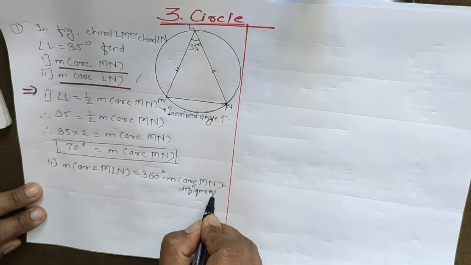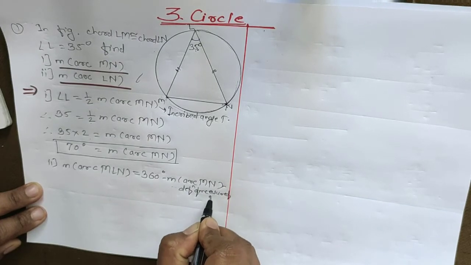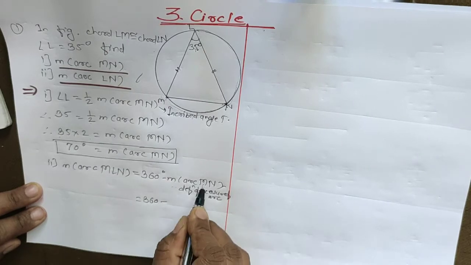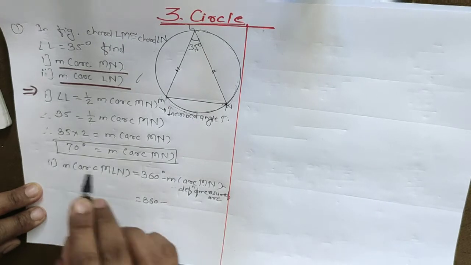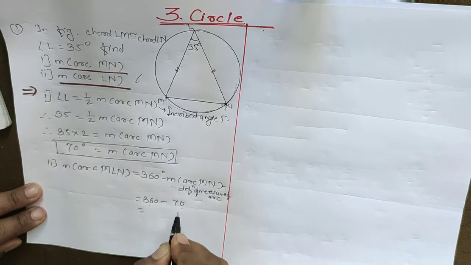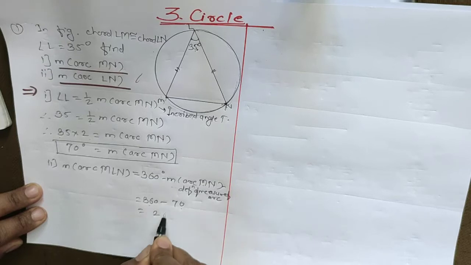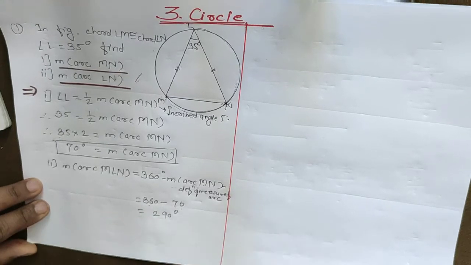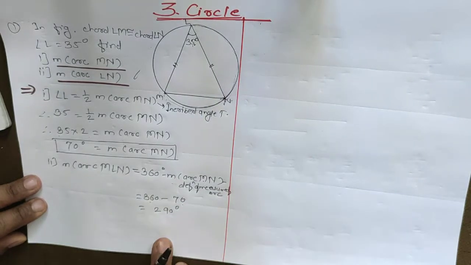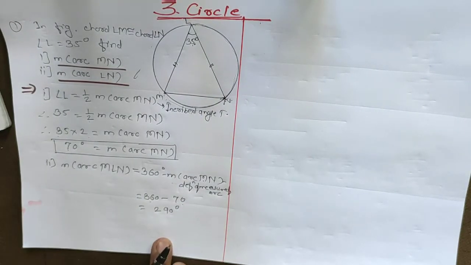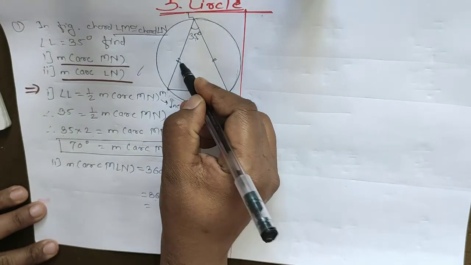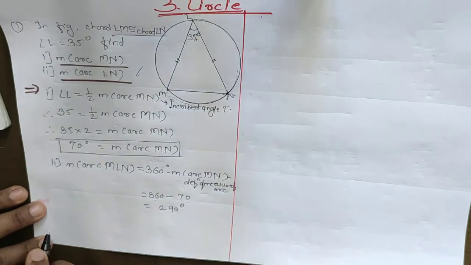So here, 360 minus the measure of arc MN is equal to 360 minus 70, which equals 290 degrees. Okay, what do we find now? The measure of arc MLN is 290 degrees. Now what is given in the question? These two chords, LM and LN, are congruent to each other.